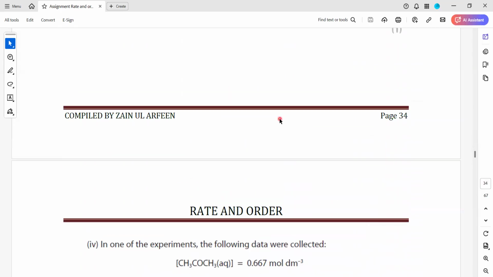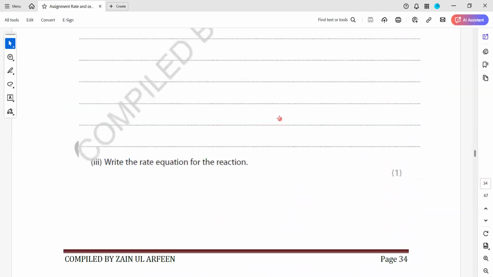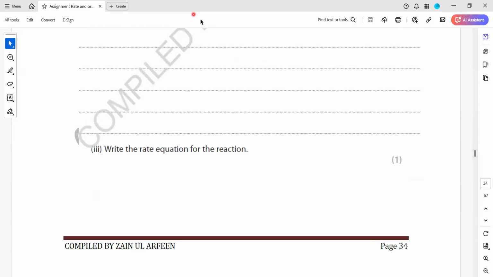The next is write an equation for this reaction. So what will the rate equation be, as we just did? Rate is equal to k times the concentration of propanone and the concentration of hydrogen ion. And with respect to iodine, it will be 0.